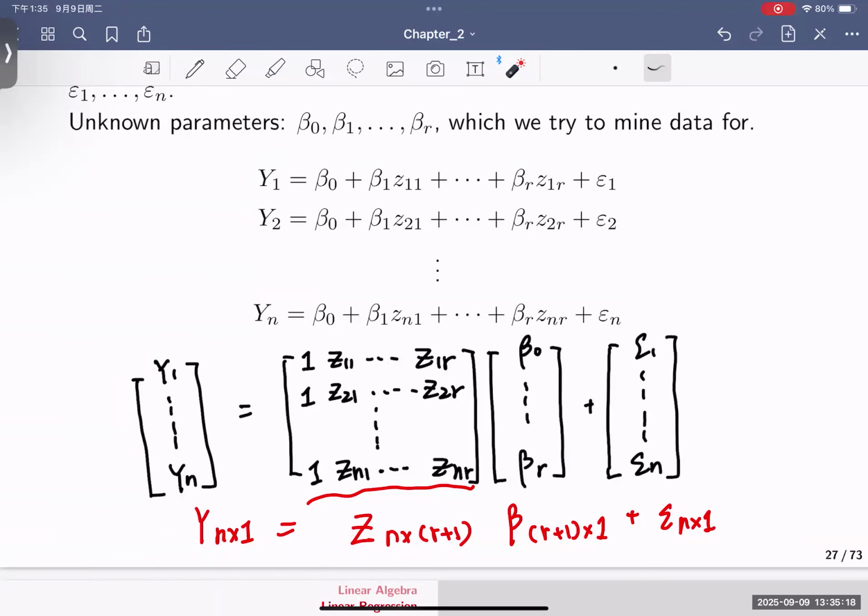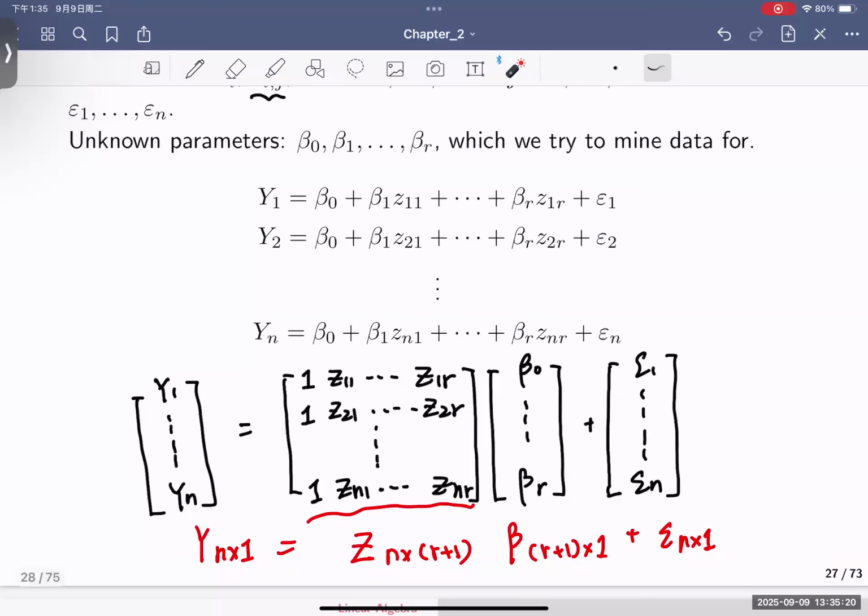And the remaining issue is that it's still a form of rewriting the data, but it's more convenient, because you don't need to write this type of several equations, and it's more organized here. And now our remaining question is, how do we find beta 0 to beta r?